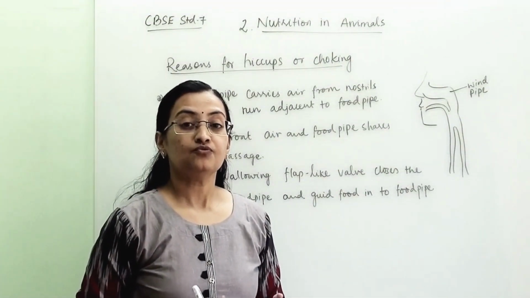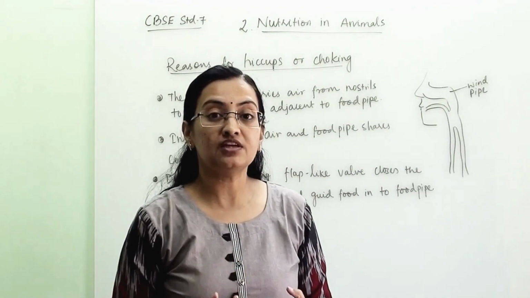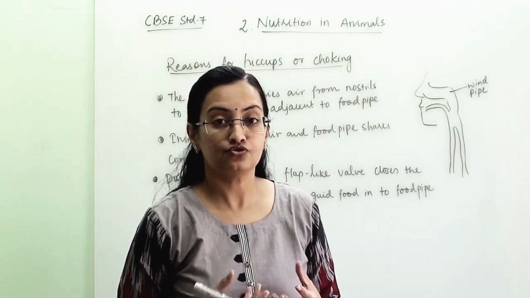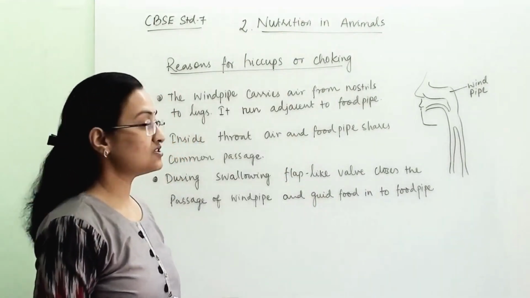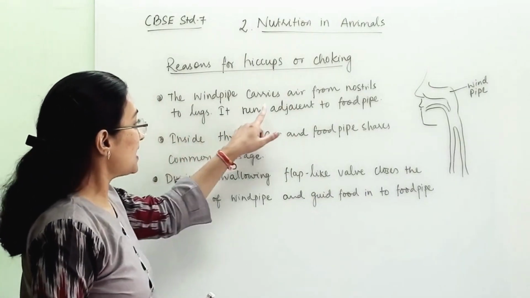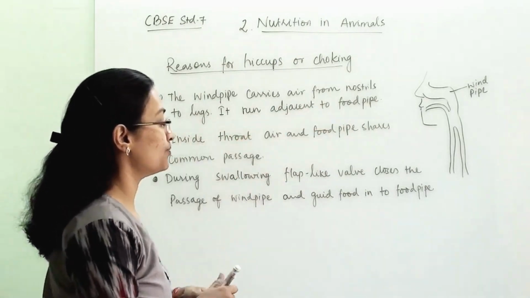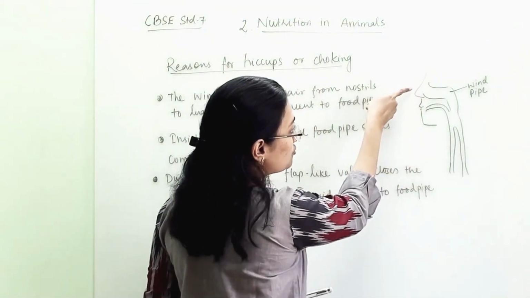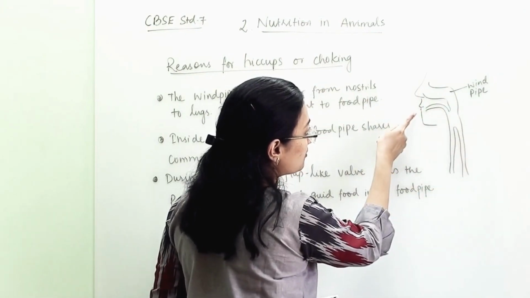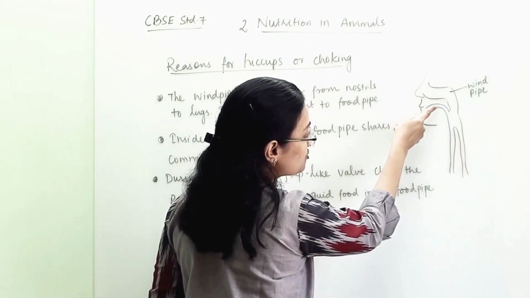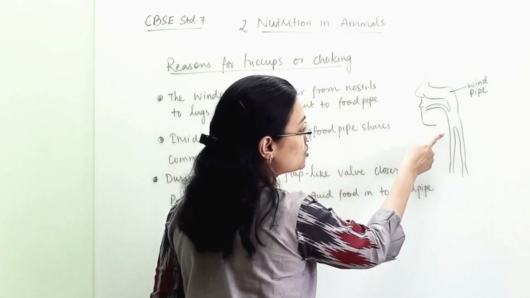Now sometimes when we are eating the food, we may feel choking or we may feel hiccups or we may cough because the food particles enter into the windpipe. Now what are the reasons for that? So the windpipe carries air from the nostrils to the lungs. It runs adjacent to the food pipe. As we can see here, from the nostrils air will go into the windpipe. This is a windpipe, and from the mouth the food pipe, the esophagus, will go to the stomach. They are sharing a common passage in the throat.